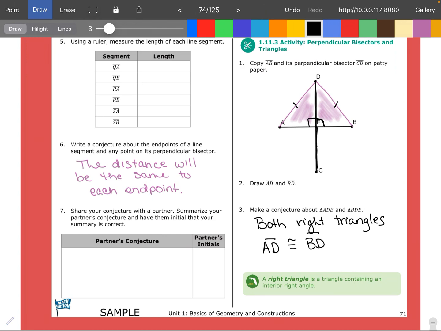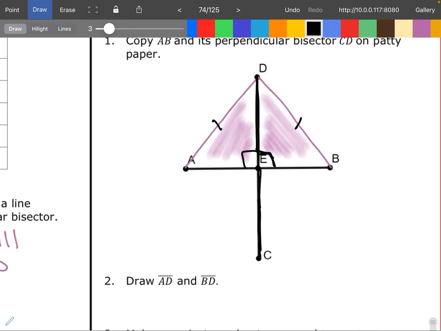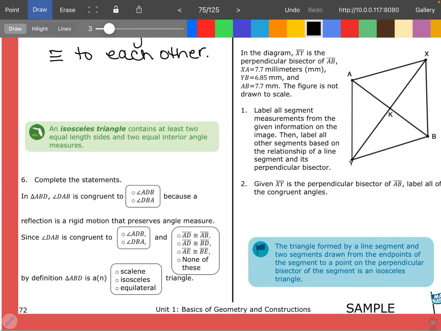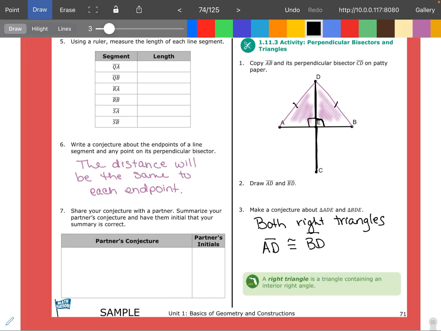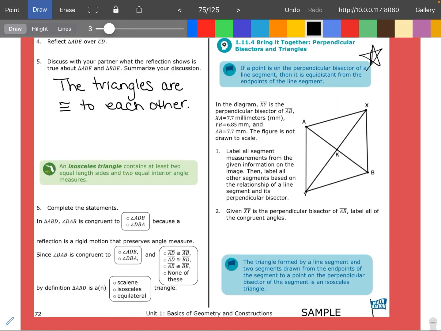Okay, so if I look at the triangle ADB, it has two congruent sides. So an isosceles triangle contains at least two equal length sides and two equal interior angle measures. So we have the perpendicular angle right here, the 90-degree angle. Also, when you folded them on top of each other, this angle right here, which is DAE, mapped on top of angle DBE. They were congruent to each other.